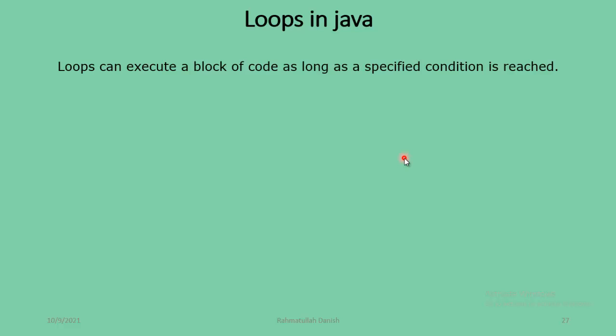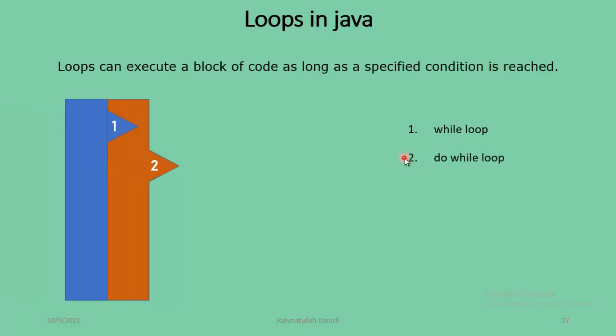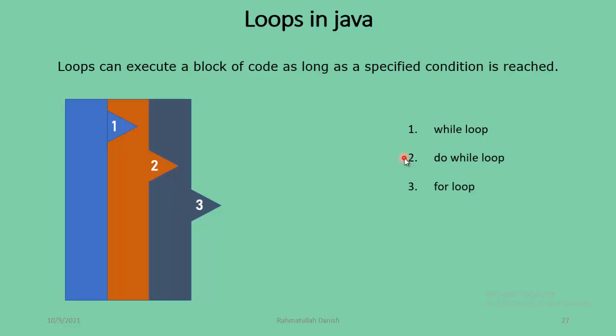In Java, we have 4 types of loops. The while loop is the first one. Second is the do while loop. The third is the for loop. Languages like C and C++ have these 3 types of loops. In Java, we have another type, the for each loop.